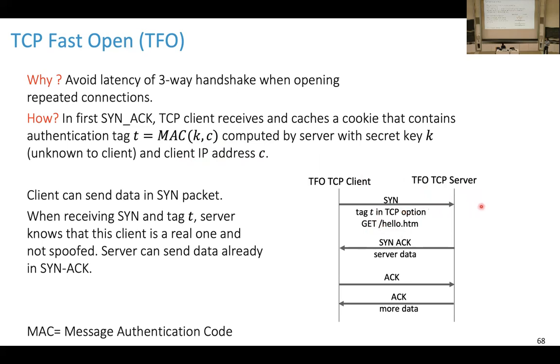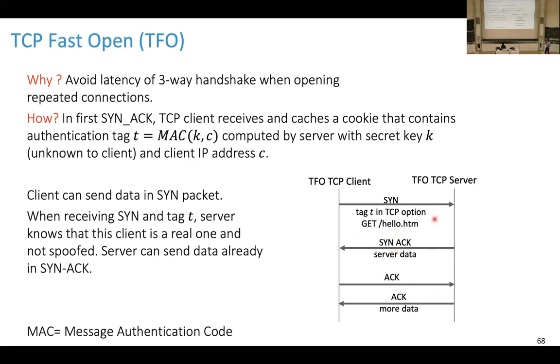When the server receives this information, as it has the secret key and the client IP address, which it finds inside the header of the packet, it can recompute the hash and check if the authentication tag T is the tag of a valid client that already had an interaction with it before. And then the server can send data directly in the first SYN-ACK packet. So instead of having a SYN-ACK packet which is empty, this time we put some data inside the packet in addition to the other information.